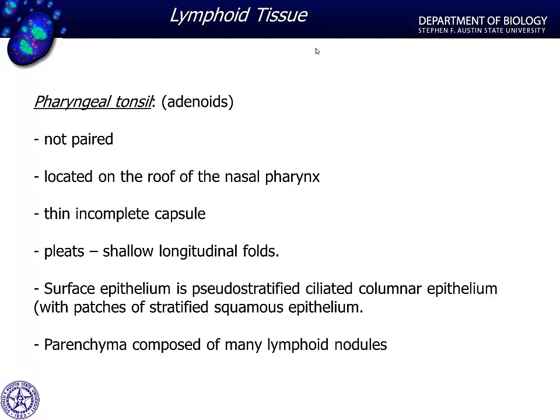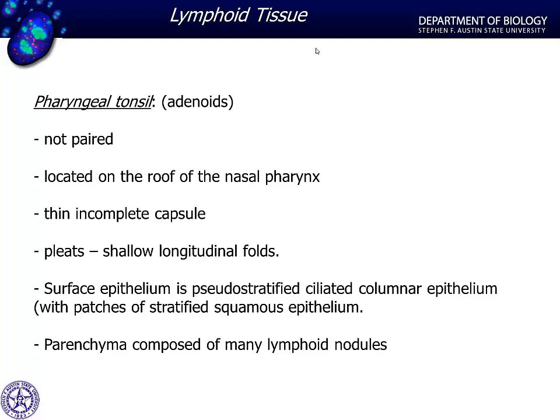Now, our pharyngeal tonsils are the second ones, and these are usually removed at the same time as our palatines, and these are often referred to as the adenoids. Now, these are not in your oral cavity, but rather they're in the roof of the nasopharynx. There's a thin capsule of dense irregular connective tissue, and instead of having tonsillar crypts, these have shallow folds referred to as pleats. So that's one way that you can distinguish histologically palatine from pharyngeal.